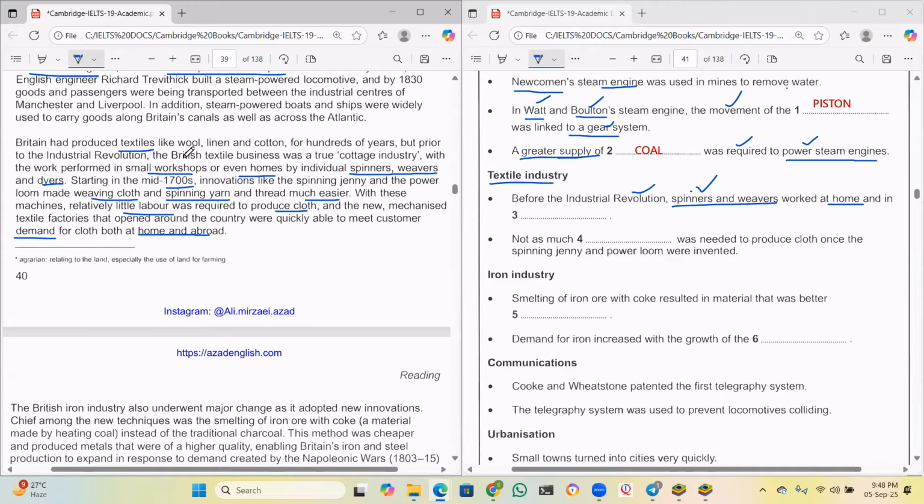Britain has produced textiles like wool, linen, cotton for hundreds of years, but prior to the revolution, the British textile business was a true cottage industry with the work performed in small workshops or even homes by individual spinners, weavers, dyers. So worked at home and in dash. So it was home and in small workshops, right? We cannot write two words. We have to write only one word. So what is the answer? Workshops. That was a pretty easy and direct answer, guys.